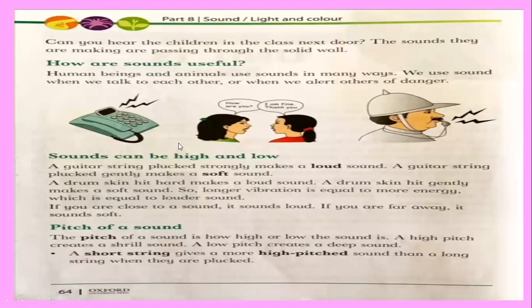Okay, now the next page, page number 64. Can you hear the children in the class next door? The sounds they are making are passing through the solid wall. As you can already read there, dolphins and whales can hear each other. And so it means sound waves can pass through the water.